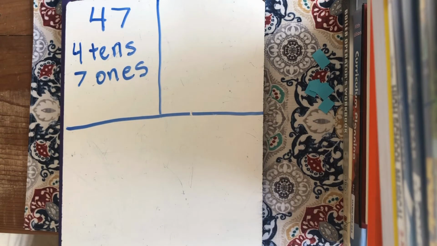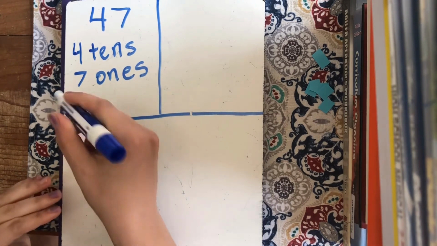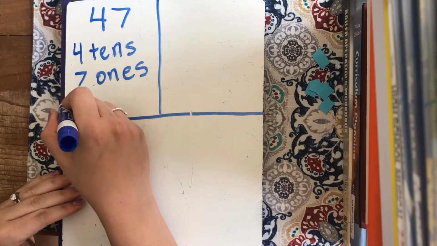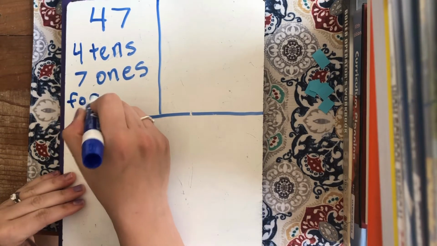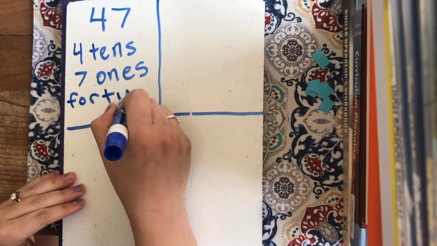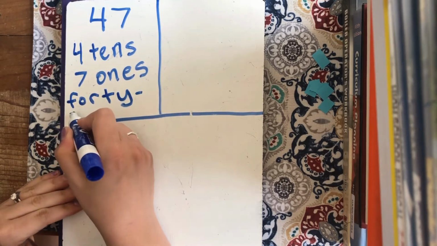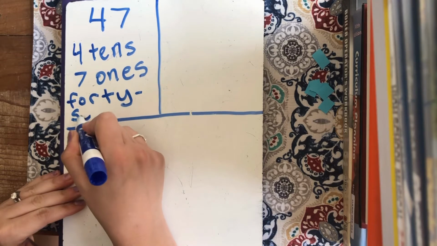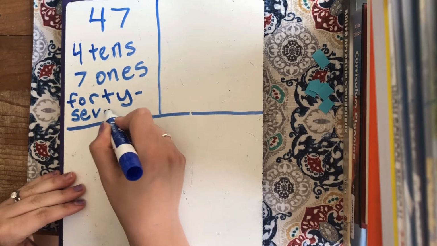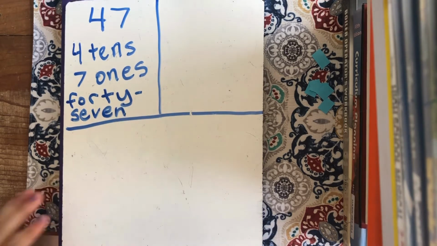Let's spell out the number 47 in case we see that in a word problem. F-O-R-T-Y dash 7, S-E-V-E-N. 47.